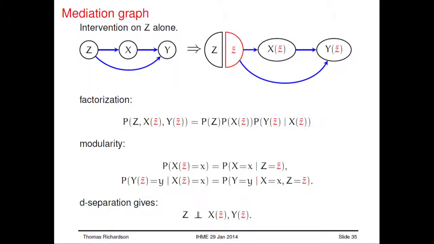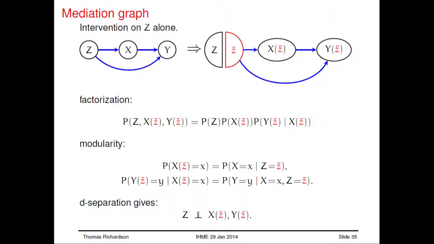So here's a mediation graph. I've got Z, X, and Y, and remember the graph implicitly supposes there's no confounding. So if I intervene on Z, I then get this graph over here on the right. Factorization just says that the joint distribution over Z, X of Z, and Y of Z factorizes just as you would imagine if this were an ordinary graph. So we get Z, X of Z, because X of Z has no random parents, and Y of Z given X of Z. And then the modularity just relates the conditional distributions of these pieces back to the original graph over here.